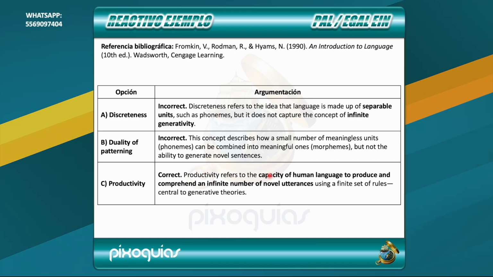Why? Because productivity refers to the capacity of human language to produce and comprehend an infinite number of novel utterances using a finite set of rules, and is central to generative theories. A. Discreteness is incorrect because discreteness refers to the idea that language is made up of separable units, such as phonemes, but it does not capture the concept of infinite generativity. And B. Duality of patterning is incorrect because this concept describes how a small number of meaningless units, or phonemes, can be combined into meaningful ones, like morphemes, but not the ability to generate novel sentences.